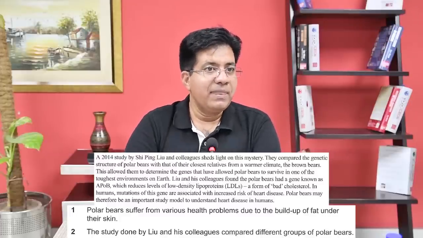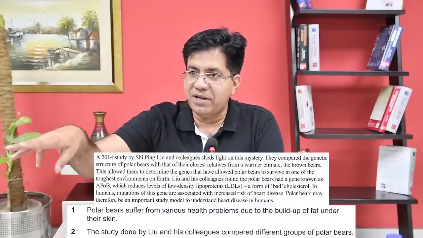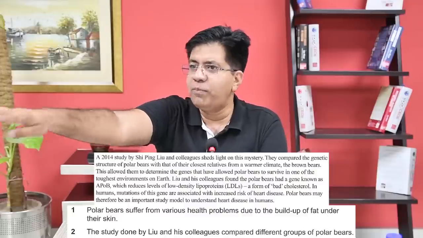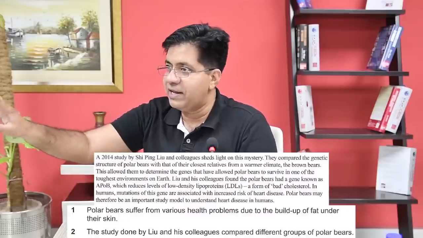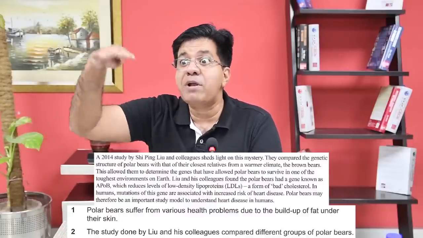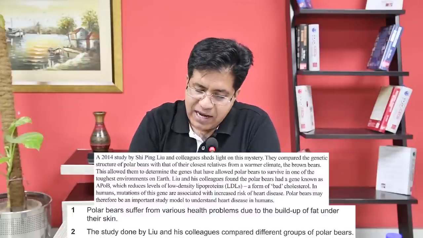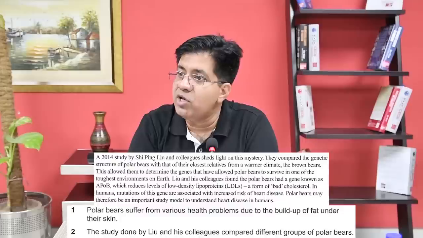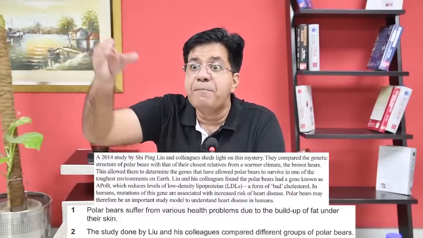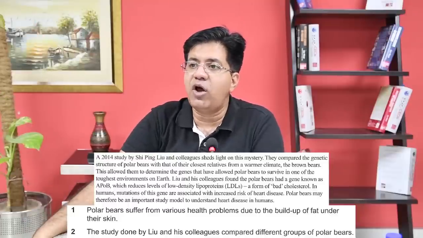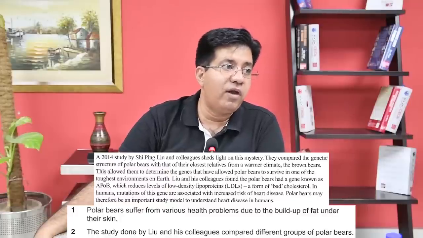Try to understand. Different groups of polar bears. For example, let's assume you are polar bears, just for understanding. You are all polar bears, right? Different groups of polar bears means one group of polar bears, a second group of polar bears. But he said brown bear. Now, brown bear and polar bear, they are different. Read it again. Different groups of polar bears. No. They were not different groups of polar bear. They were polar bear and brown bears. So the answer is contradictory. In the passage, the information is contradictory, so the answer is false.